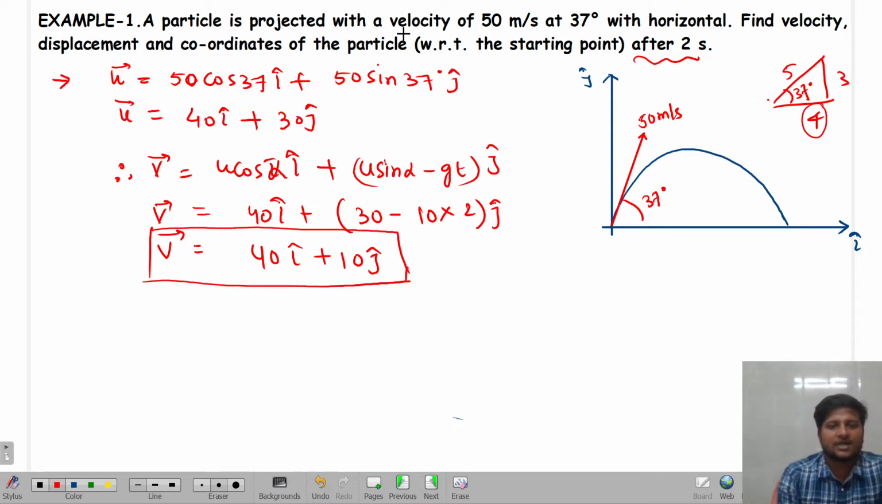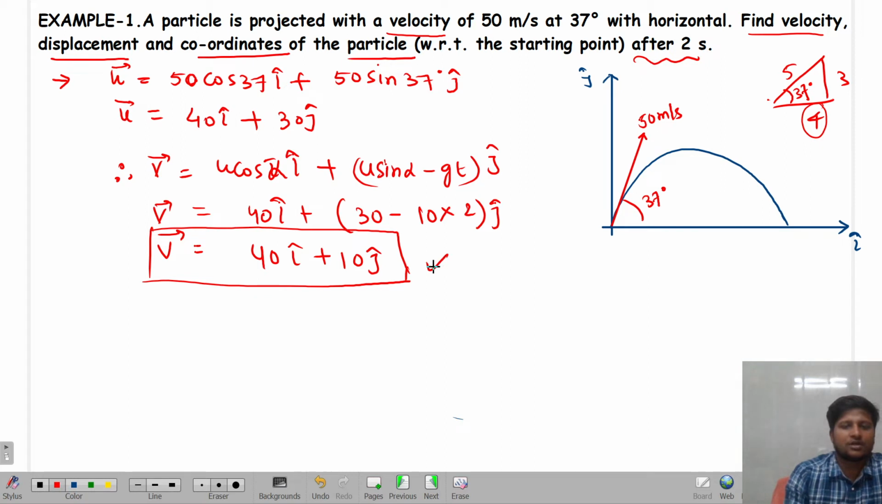So what it has asked? It has asked the velocity of the particle. Find the velocity and displacement and coordinates of the particle after 2 seconds. So did you get the velocity after 2 seconds? Yes or no? Yes, Radha, Sneha, Sanjana, Parinita, Nishan, Afan, Ankit, got it or not? Are you able to understand this? Yes or no? Okay. Now look over here.